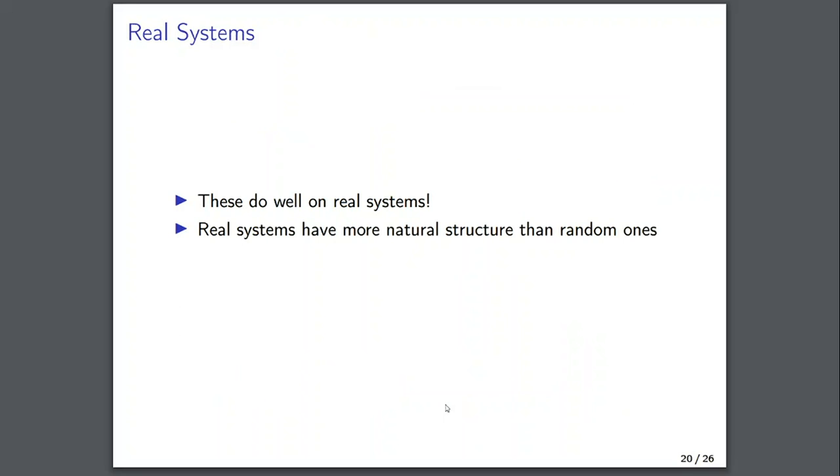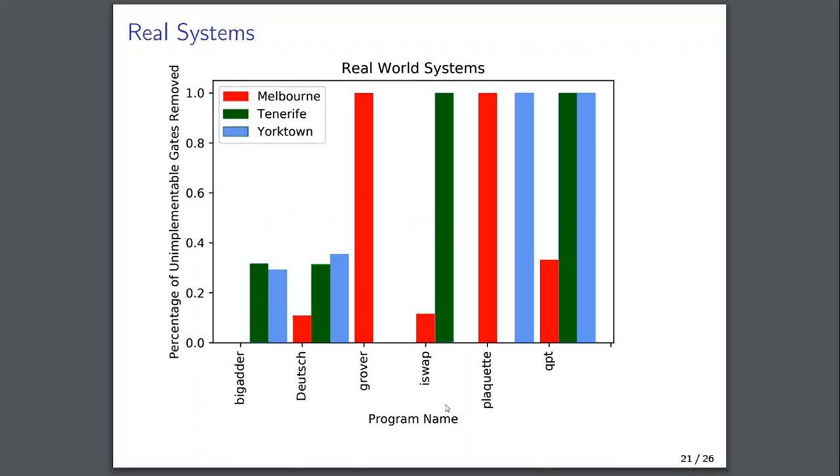And then finally, we're looking at some real systems. The main thing we wanted to see is whether these real systems can be fully compiled. Can we just take a real program, run it through our genetic improvement and then compile it? We expect they would. They're generally smaller and more structured than our random ones. So let's just have a look at the results.